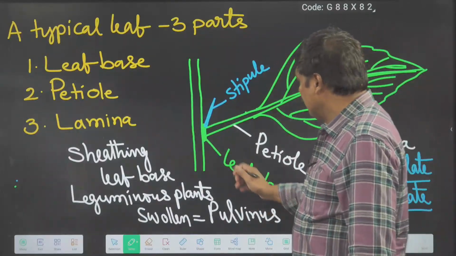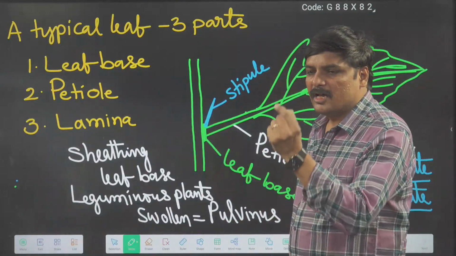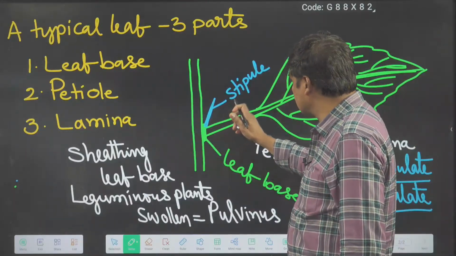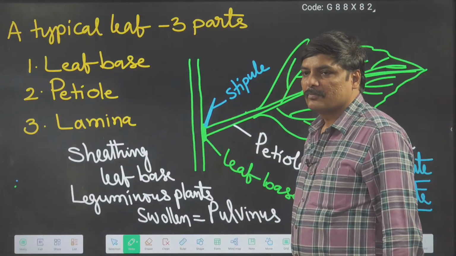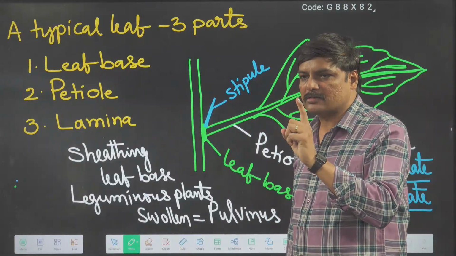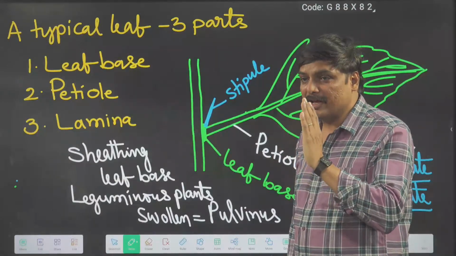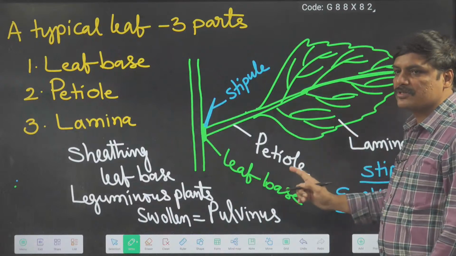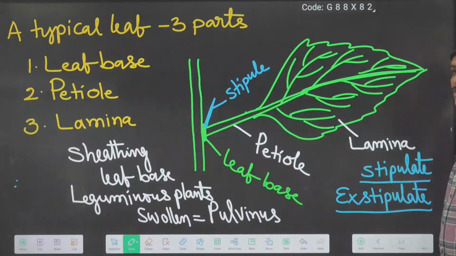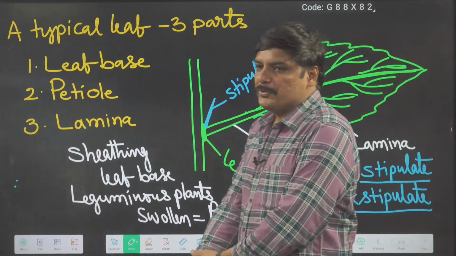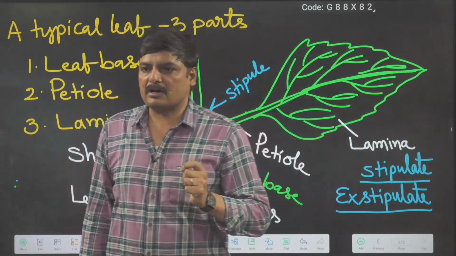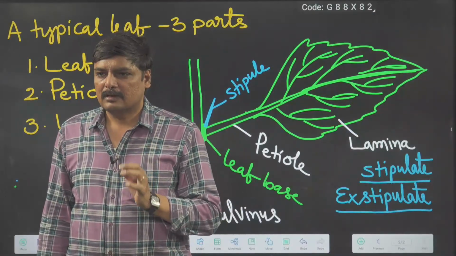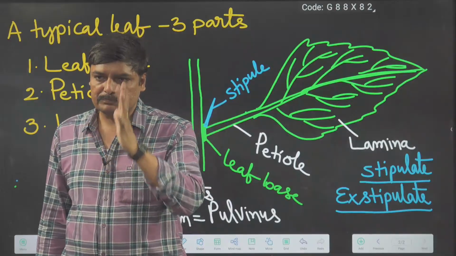Okay. From the leaf base, a small leaf-like structure arises. That leaf-like structure is called stipule. Stipules are common in dicots, but rare in monocots. If stipules are present in the leaves, such leaves are called stipulate leaves. If stipules are absent, such leaves are called exstipulate leaves. Right? That is the first part of the leaf.